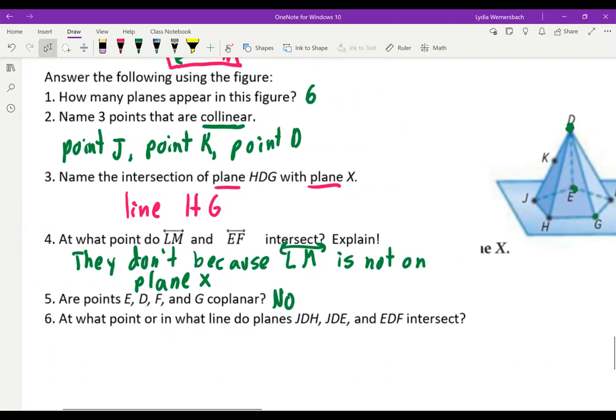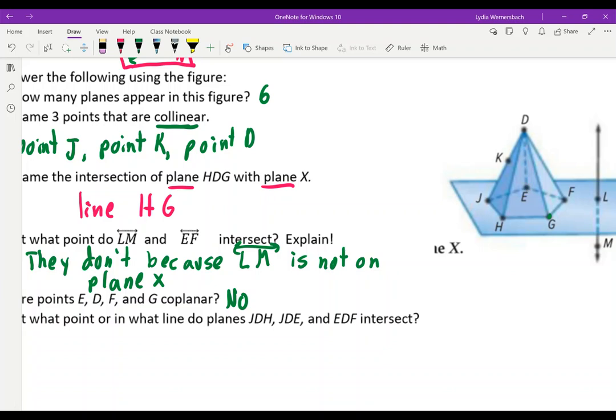Okay, at what point or in what line do planes JDH, JDE, and EDF intersect? Okay, so let's look at that. Let's start with plane JDH. So JDH, we're referring to this side plane here. Okay, and then we have JDE. JDE, we're referring to this kind of back triangle here. And then we have plane EDF. EDF here, we're talking about that plane.